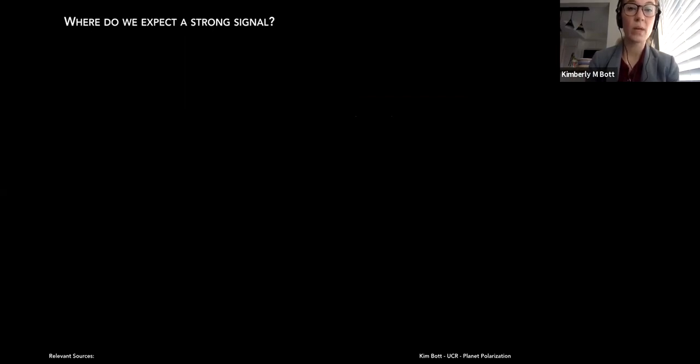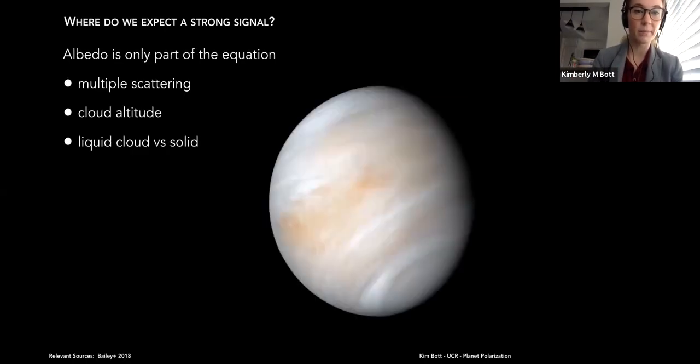So where do we actually expect to see a strong signal? Can we predict which hot Jupiter planets are likely to be the best candidates for detecting the polarized light? As I said earlier, albedo is part of the equation. How many photons can you get from that planet? But it's only part of the equation. Venus, for example, in our own solar system, has a very high albedo, but is a rather poor polarizer of light compared to Earth. Some other things we need to consider are the multiple scattering.